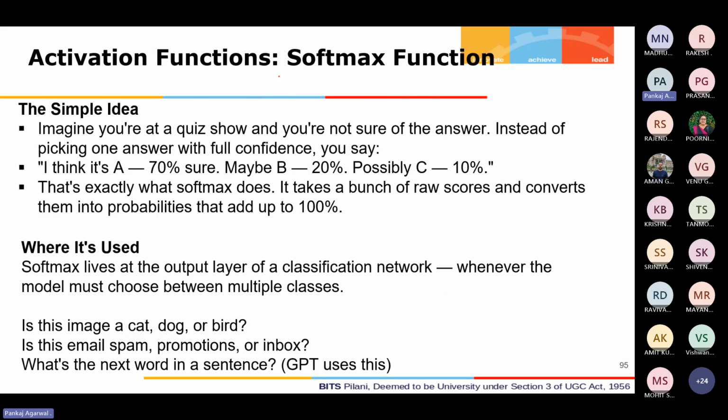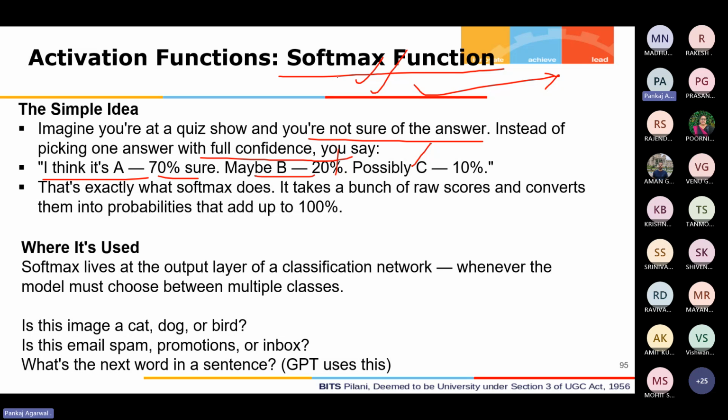The softmax function is another important function; in most networks, at the output layer, you would find a softmax function. Why? Let us understand a little more. Suppose you are at a quiz show and you're not sure about the answer. Instead of picking one answer with full confidence, you might say: I think A, 70% sure; B, 20%; possibly C, 10%. Exactly the same thought process is done by the softmax function.